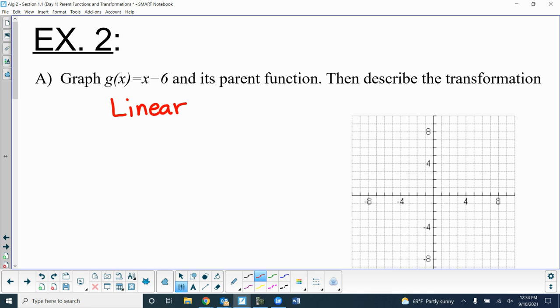So what's the parent function look like? It always goes through the origin, right? And what did we say the slope was? 1, right? So it's going right up there. That's the y equals x line. X and y are the same: 1, 1, 2, 2, 3, 3, negative 1, negative 1, negative 5, all that stuff. They're all the same. All right, so here's our parent function.